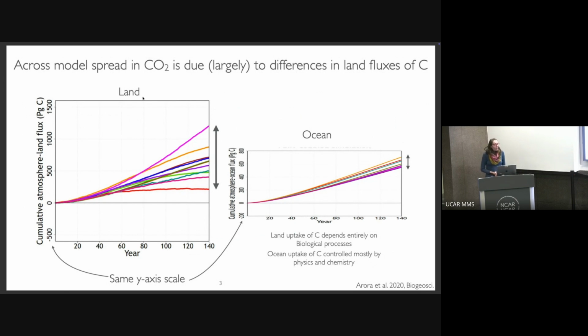A lot of the across-model spread in the CO2 is coming from fluxes of carbon from land. I've scaled these two plots to the same size. Oh, it got a little messed up. I'm sorry. They're not next to each other, but they're similar in size.